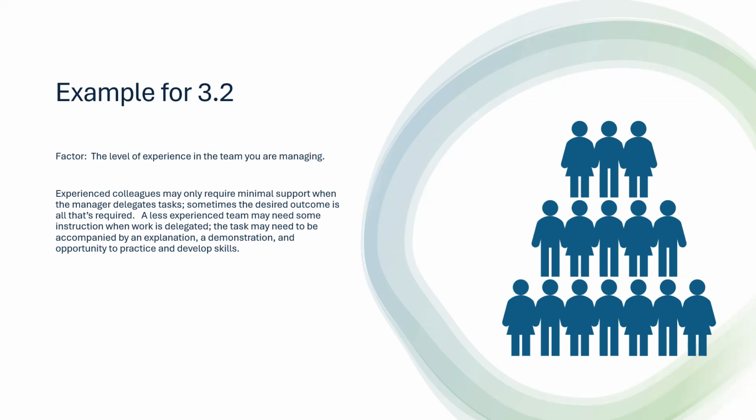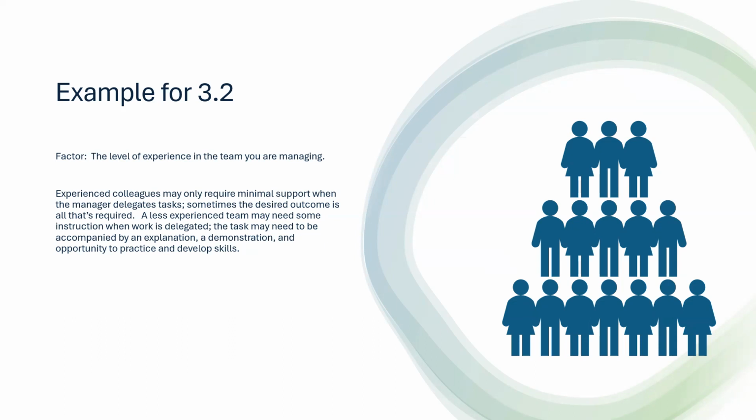Ooh, authoritative leadership style. This is what you need to achieve. How you get there is up to you. If you've seen some of the earlier videos, that'll make sense. A less experienced team may need some instruction when work is delegated. The task may need to be accompanied by an explanation, a demonstration, opportunity to practice and develop skills.